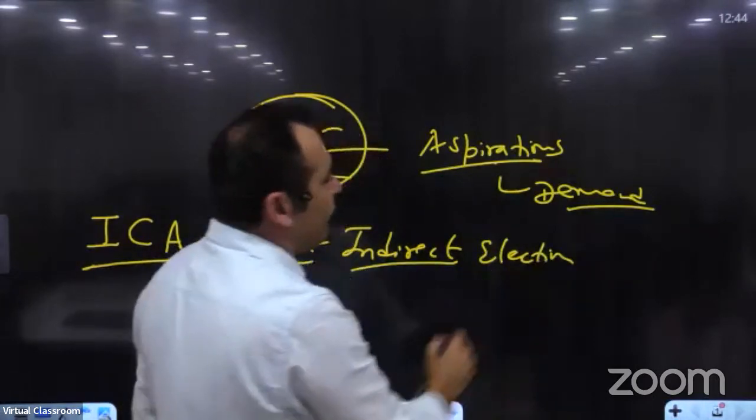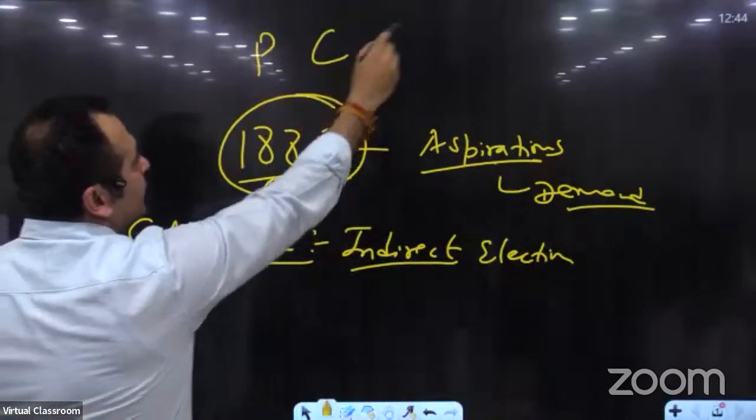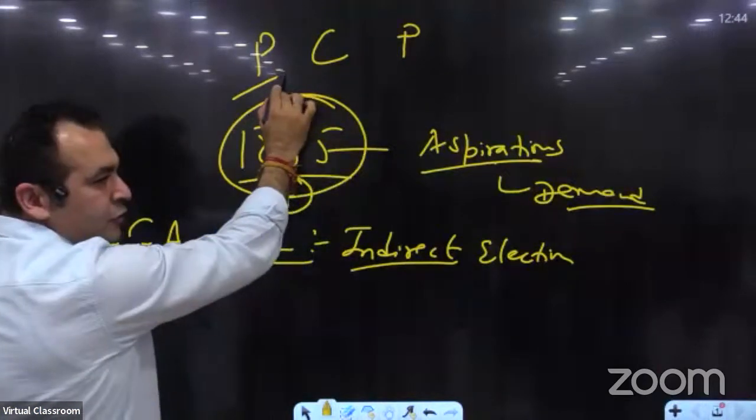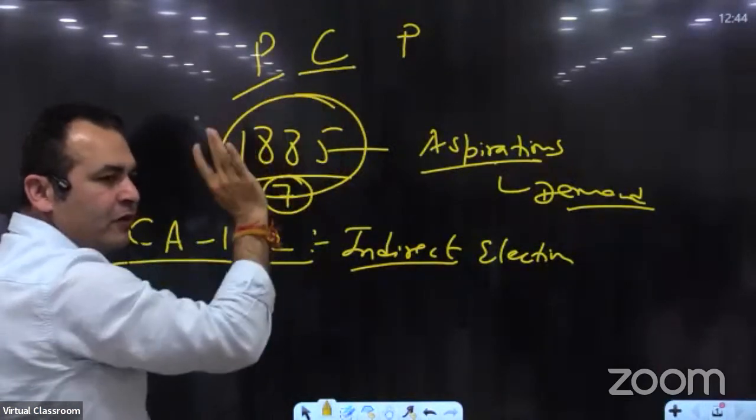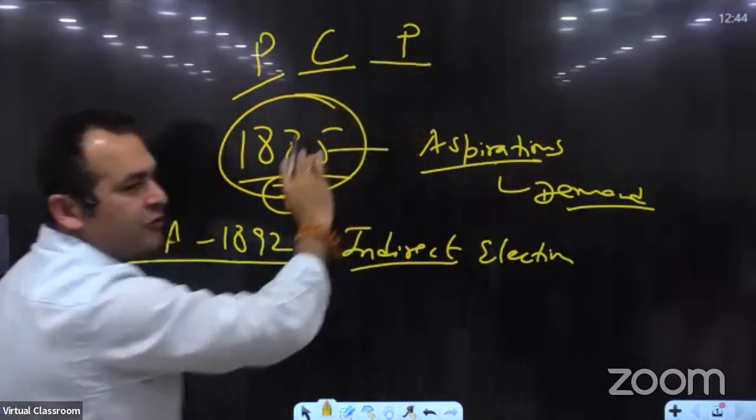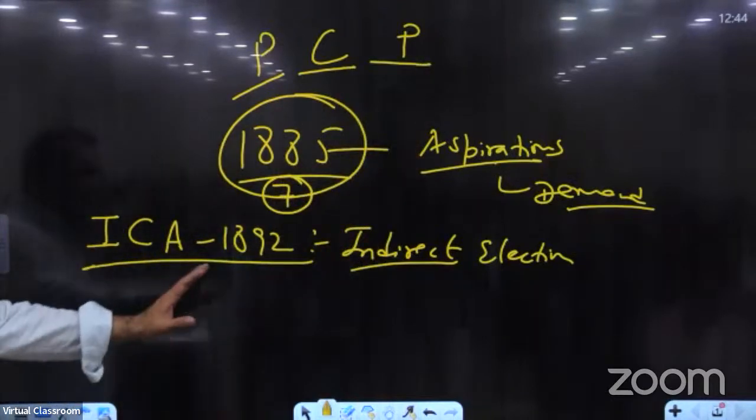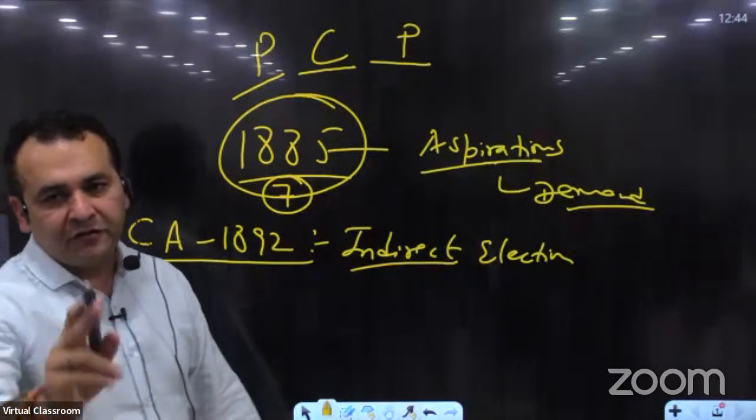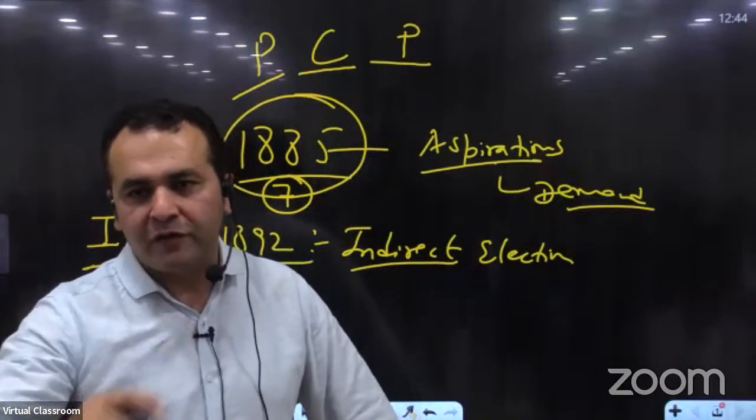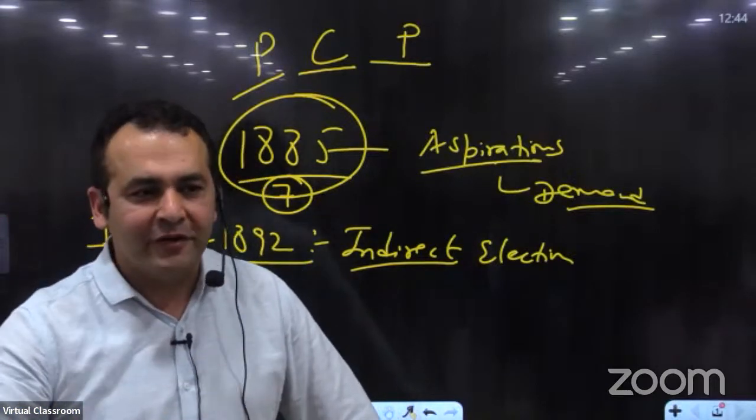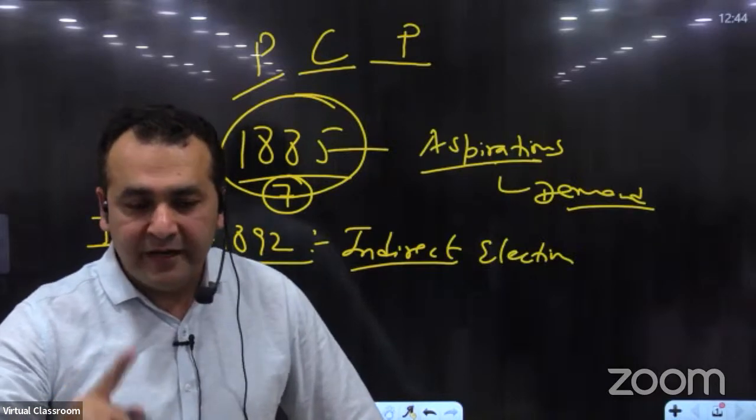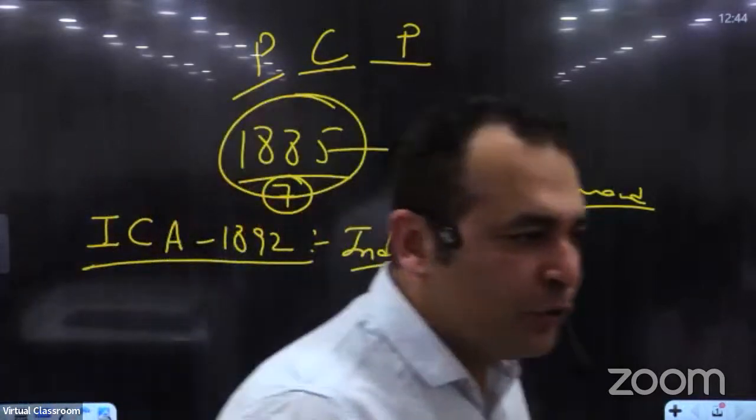Now the Congress policy is called PCP: pressure, compromise, pressure. Whatever they offer, agree to it, and again put some pressure for new reforms. So when they said indirect election, Indians said, see sir, God sent you for the right cause. You have started something great in India. We are so pleased. And now listen to what Dadabhai Naoroji is going to do.